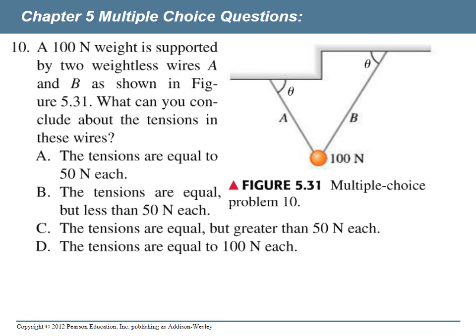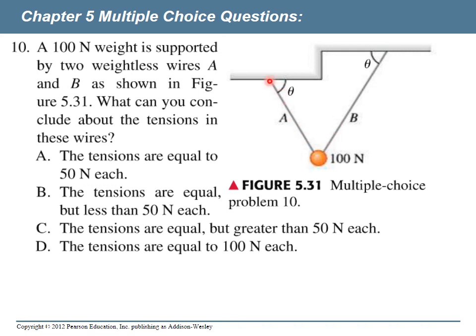So the question is, what can we conclude about the tensions, right? Well, what can we conclude about this ball? It has a weight down, right? If I were to draw a free body diagram, it would have a weight down here, and it's not moving down. And so the y component of this weight, or the entire weight, must be taken care of by the y component of these two tensions, the tension in A and tension in B, right?